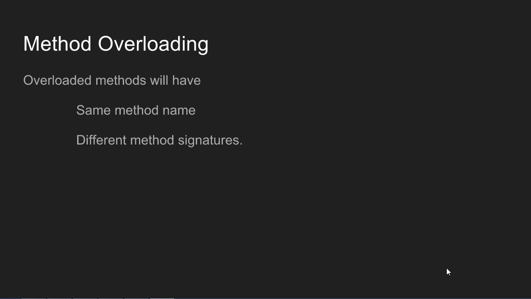So method overloading can be achieved by those 3 scenarios and can be summed up in one statement. The overloaded methods will have the same method name, but they will have different signatures. So that is all about method overloading.